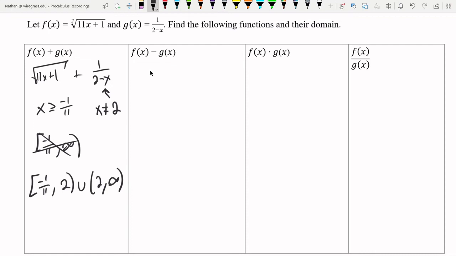Likewise, f of x minus g of x, well, this is the same thing with a subtraction now. That didn't change anything. There's not really much we can do to simplify. We still have this restriction. x must be greater than or equal to negative 1 over 11. And x cannot equal 2. So the domain is the same.